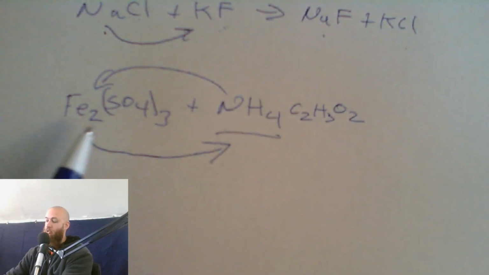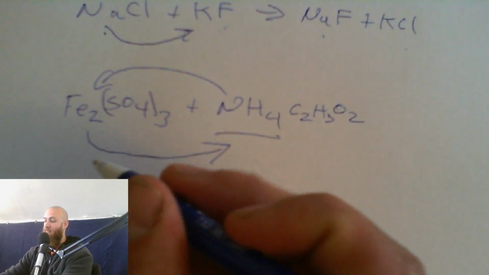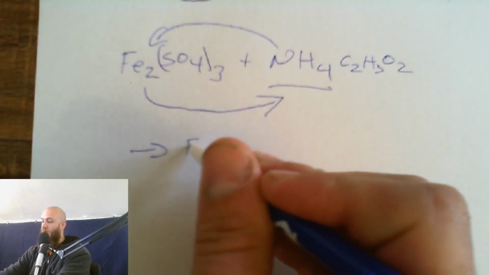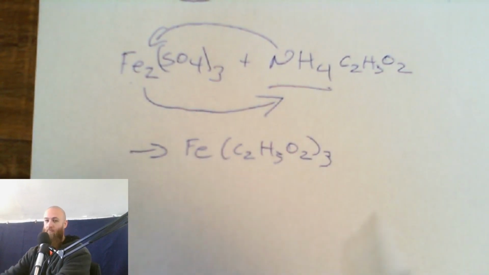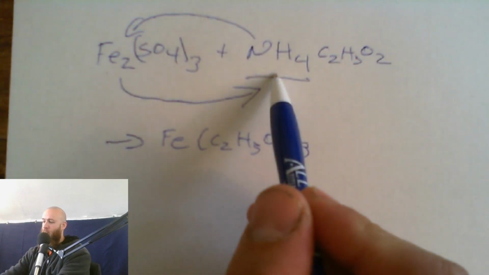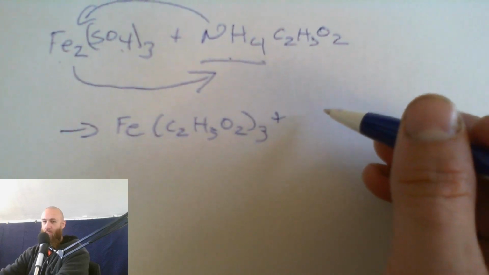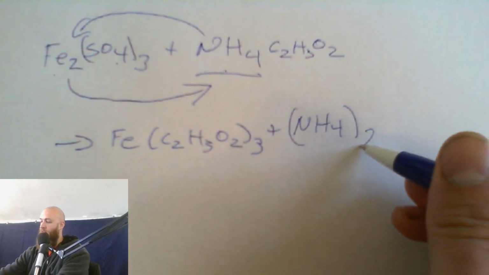Okay? So iron used to be with sulfate. Keep in mind this is iron 3. So iron 3 is now going to be with acetate. So I got to do the crisscross. I'll do it down here so it all fits. Iron 3 acetate should look like this. Okay? Ammonium and sulfate. I got to do the crisscross there. Ammonium is a +1. And sulfate is a -2.